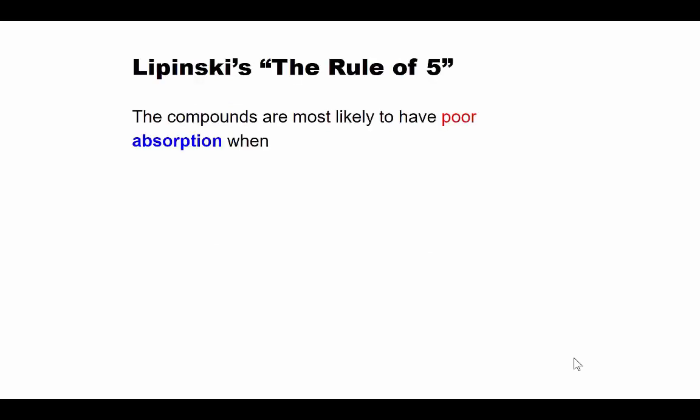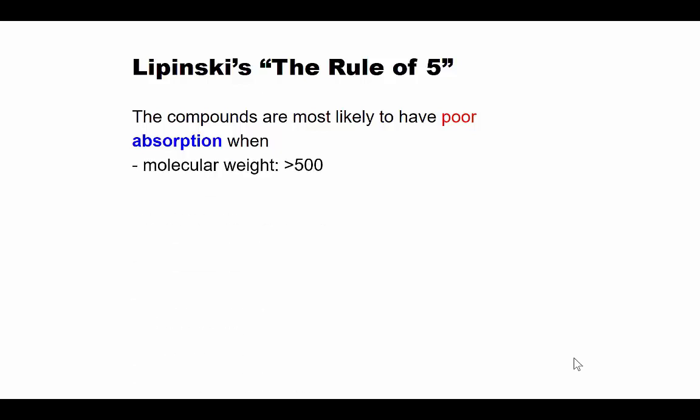There was a medicinal chemist named Lipinski. He compared thousands of commercial drugs and tried to extract the important physical properties of those molecules which can determine whether absorption is poor or good. And he found some rules. Those rules we call the Lipinski rule, or the rule of 5, because many 5s are used there. Let's see what kind of rules he found.